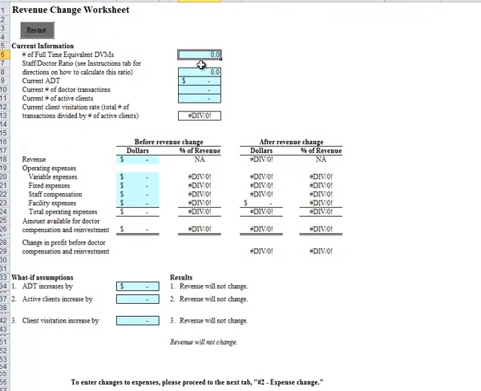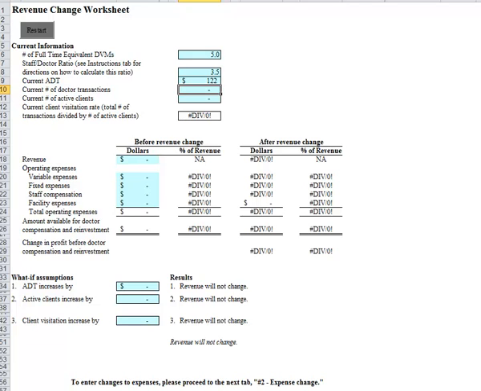And you see we've got some blue cells. That means I've got to enter information into these blue cells. So I'm going to assume in my sample here that we've got a 5 full-time equivalent doctor practice. And the staff to doctor ratio in this practice is 3.5 to 1. The current average doctor transaction in this practice overall for the practice is $122. And those are the invoices that the doctors are directly involved with, that they get credit for.